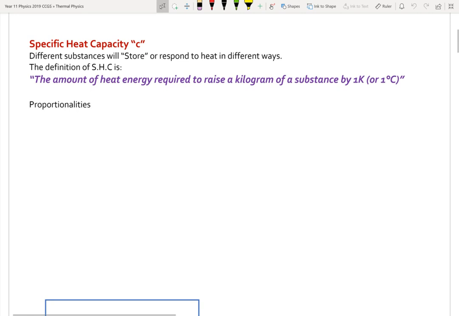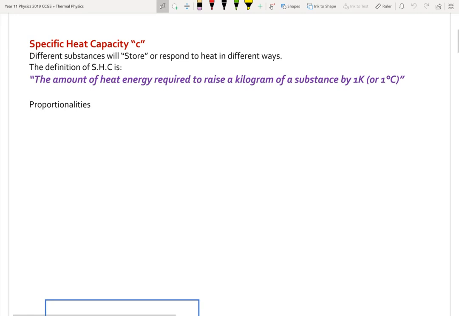You would have covered specific heat capacity in Year 9 again. Basically, substances are going to store or respond to heat, which is the transfer of energy, in different ways. When you give a molecule energy, it can either jiggle faster or it can store that energy in its bonds. The atoms can start vibrating backwards and forwards like a spring, and then they can rotate about those bonds. They can oscillate in various modes.